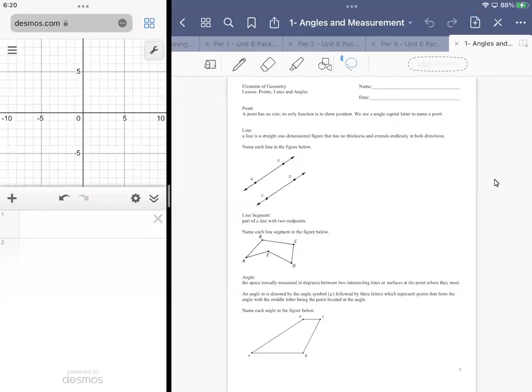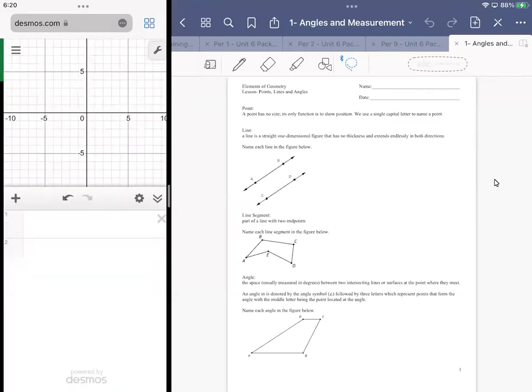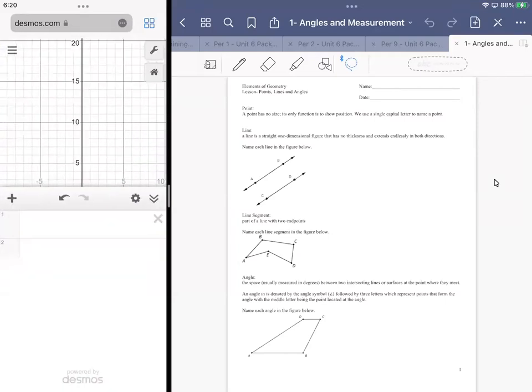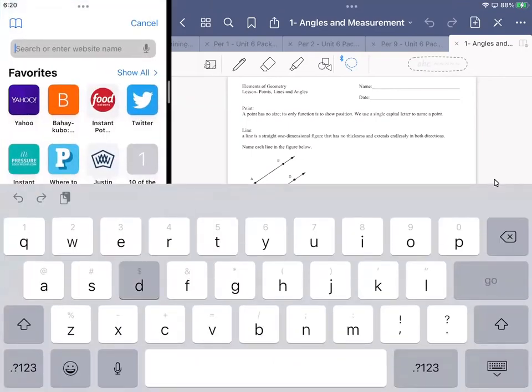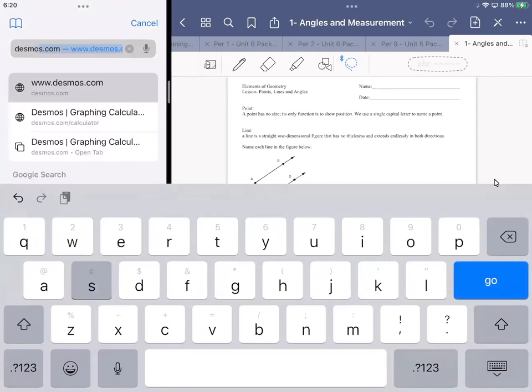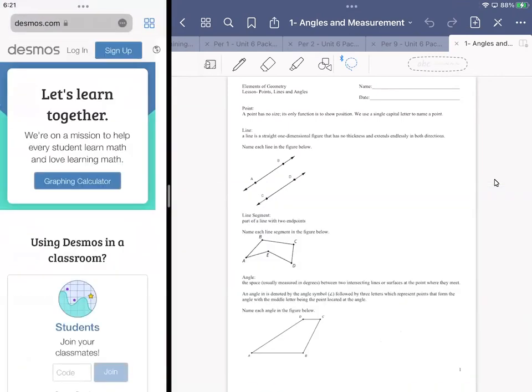So let me go to a new page here. It's simple. You go to desmos.com. Right, and you'll see an option for a graphing calculator.